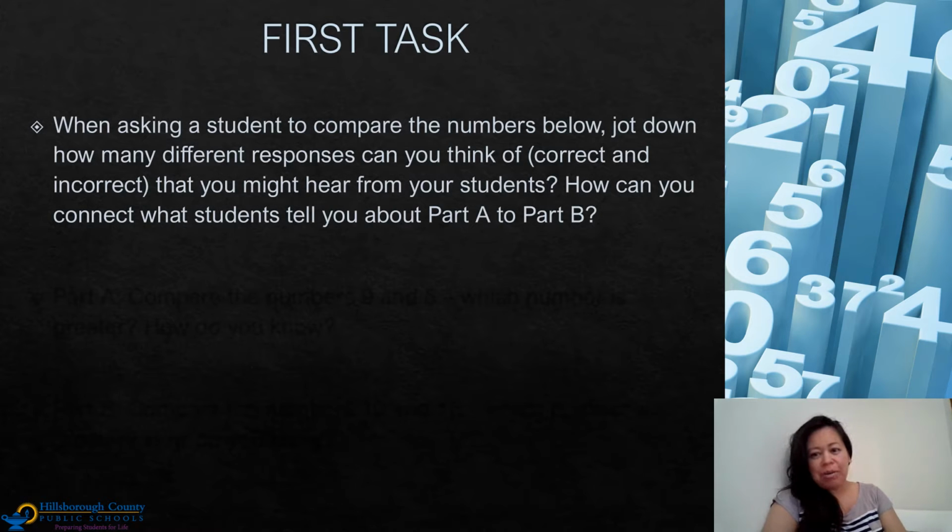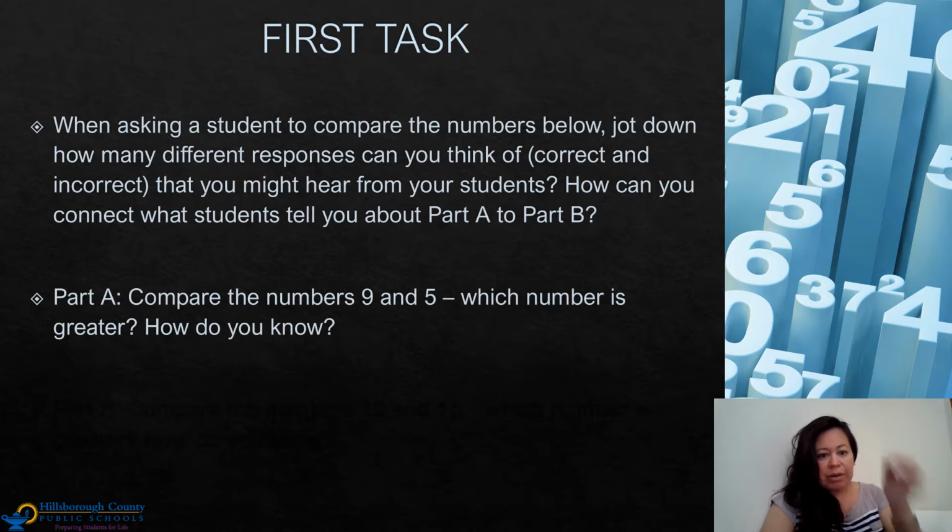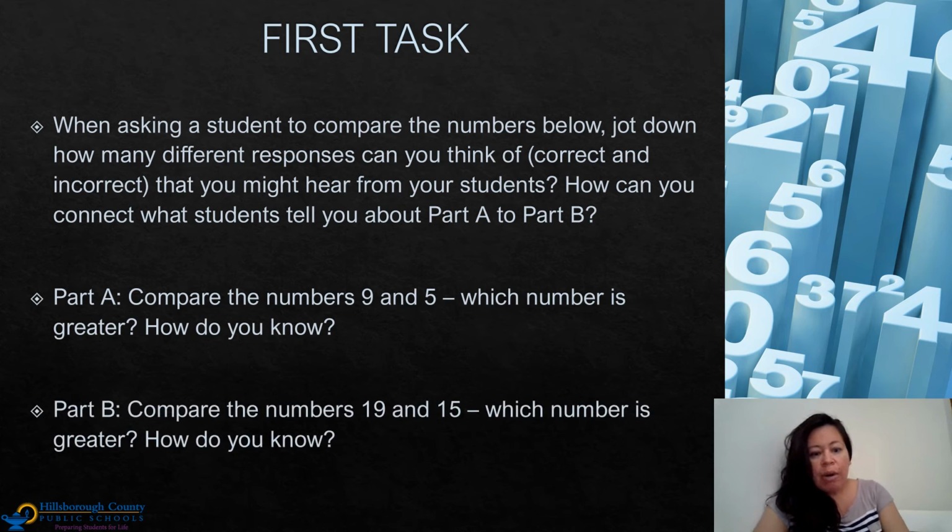First task, what we are going to do is in just a moment, you are going to see a part A and a part B pop up on the screen. When you're solving for part A and part B, what I'd like for you to do is think about if you are asking these two questions to a student, jot down how many different responses you can think of that your students might tell you. It could be correct and incorrect responses as well. So go ahead and here's your part A and your part B. Go ahead and pause the video and come back when you are ready with your student responses.